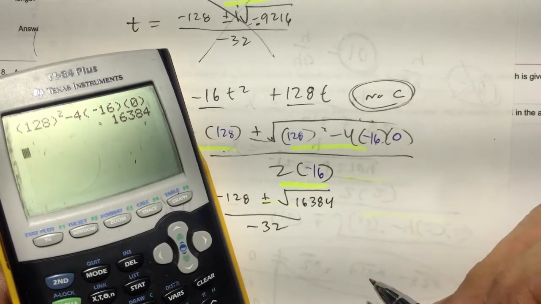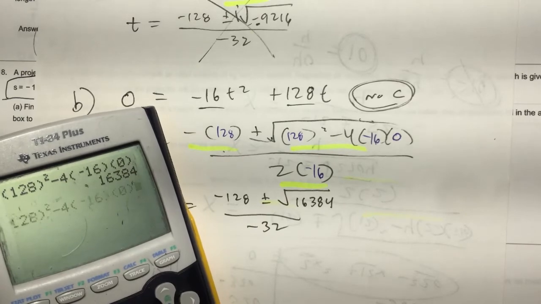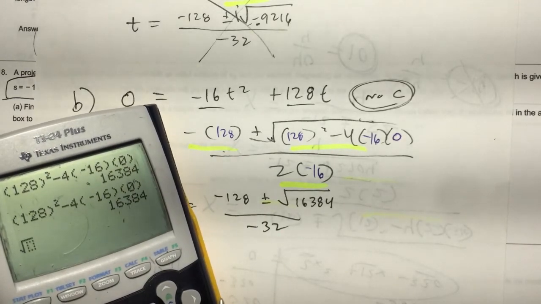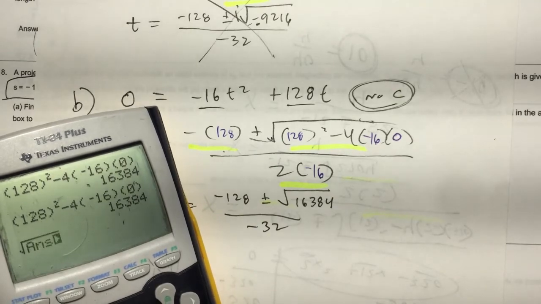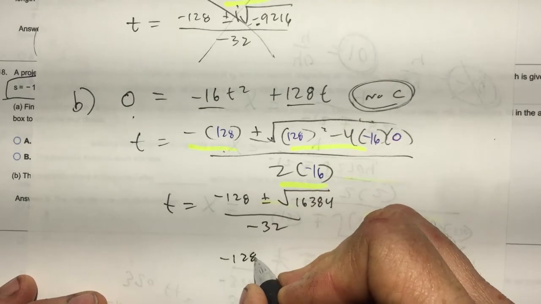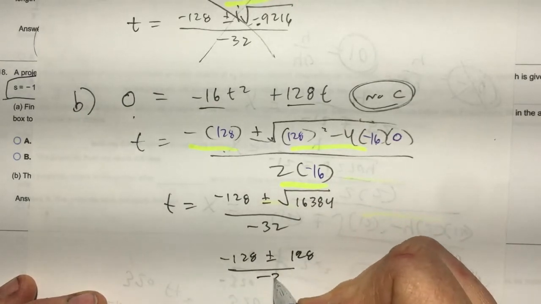16,384. Okay, now do the square root of that. So let's do the square root of that answer. Oh, I didn't hit the square root. 128. So this is going to be negative 128 plus or minus 128 divided by negative 32.